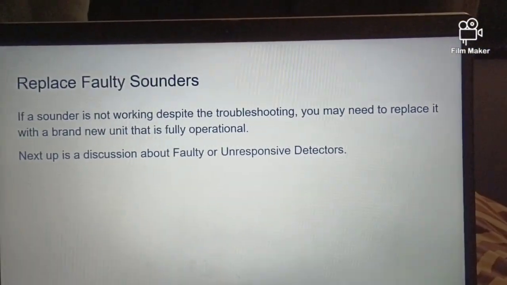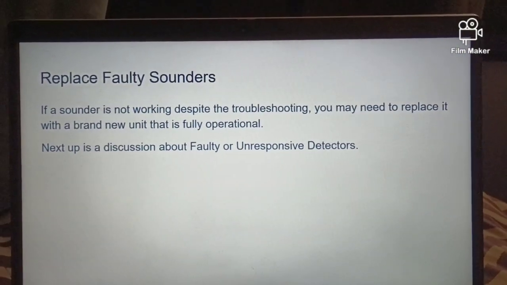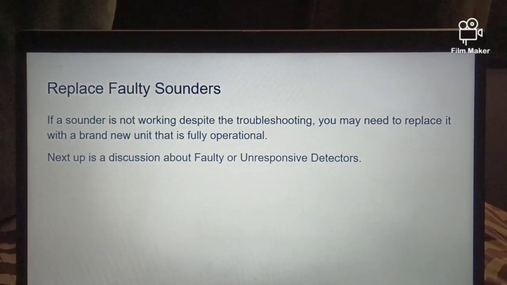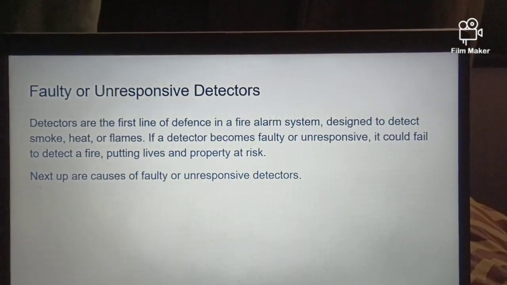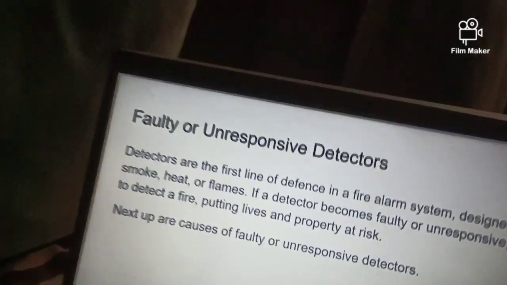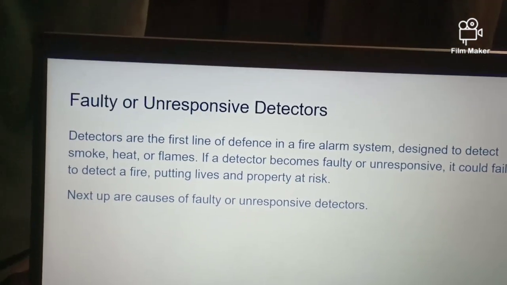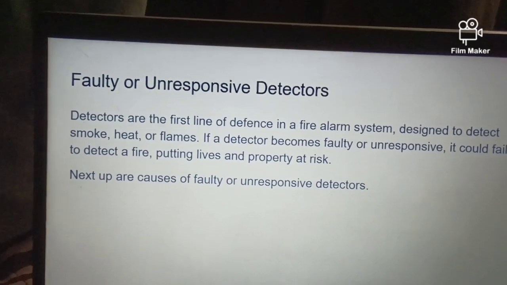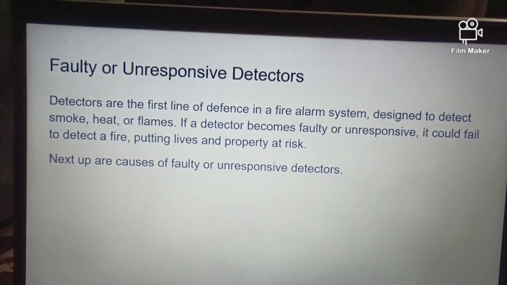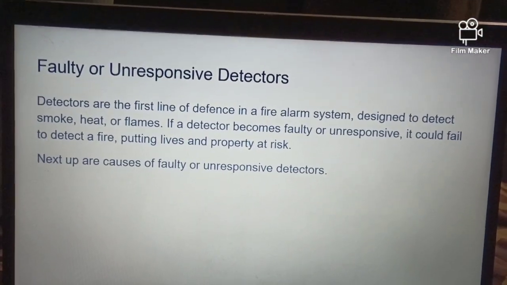Replace faulty sounders. If a sounder is not working despite the troubleshooting, you may need to replace it with a brand new unit that is fully operational. Next up is a discussion about faulty or unresponsive detectors. Faulty or unresponsive detectors. Detectors are the first line of defense in a fire alarm system, designed to detect smoke, heat, or flames. If a detector becomes faulty or unresponsive, it could fail to detect a fire, putting lives and property at risk. Next up are causes of faulty or unresponsive detectors.